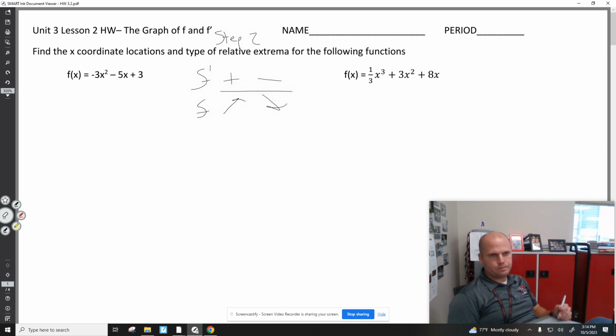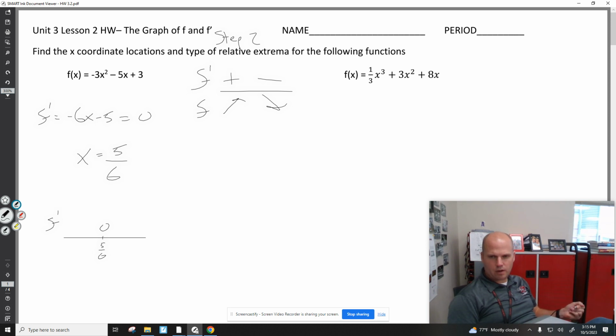Okay, cool. So we have done step 1. We have found our critical points. Here is step 2. Analyze the signs of your derivative. You have a critical point. F prime is 0 at negative 5/6. That's a critical point. That's negative 5 divided by 6. I always start off and get answers wrong.